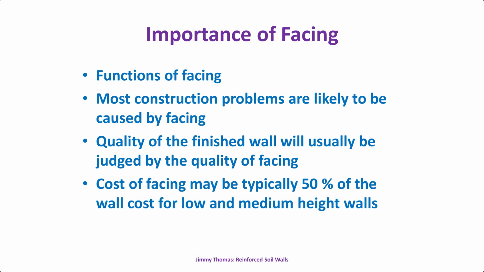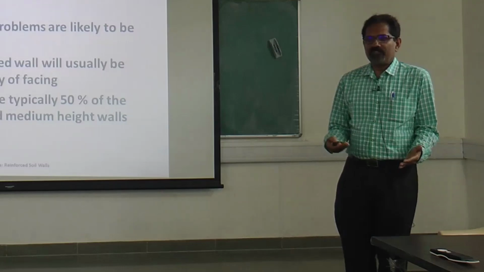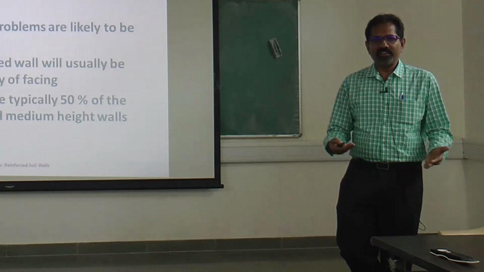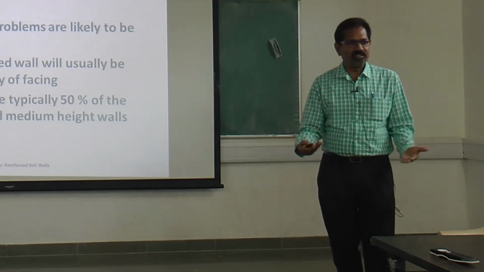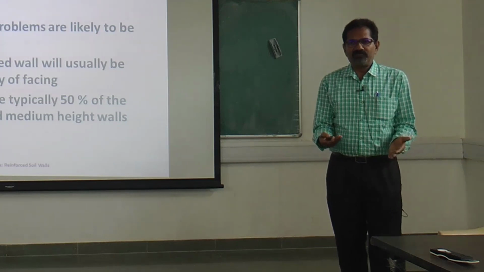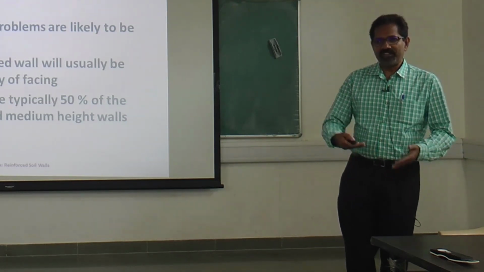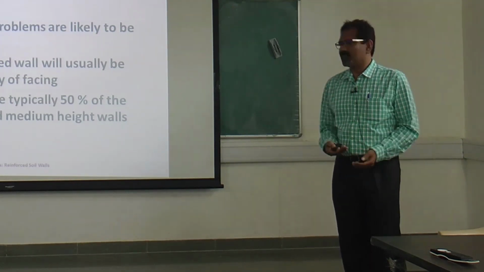Then the quality of the finished wall will usually be judged by the quality of the facing, because once the wall is complete, we never get to see the soil. We don't see the reinforcement. What we see is the facing. So if the facing is good, we say it's a good wall. But if the facing is bad, we are not happy with that wall.